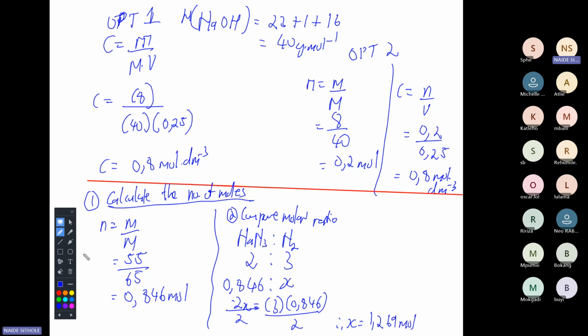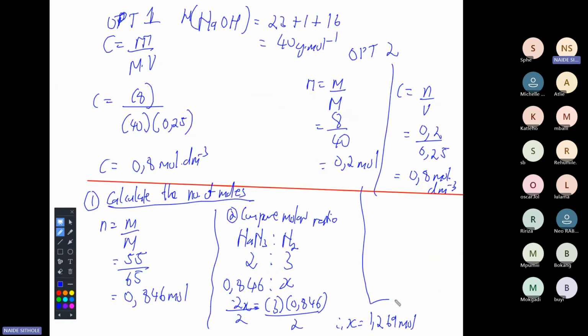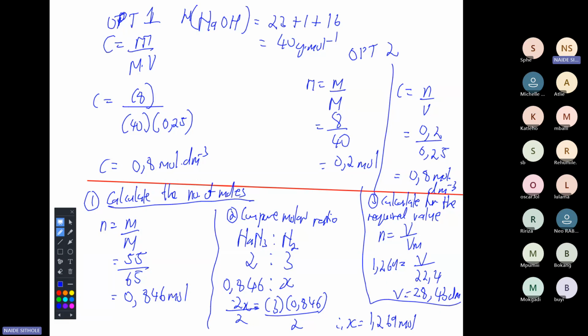We want the volume of nitrogen gas that will be produced at STP. So step number 3, calculate for the required value. So you see, that's when I am interested in reading the question, when I get to step number 3. Calculate for the required value. So n is equals to V over Vm. 1.269 is equals to V over 22.4. Then when you cross multiply that, you get 28.43 cubic decimeters.